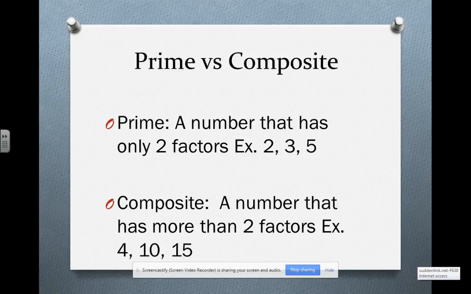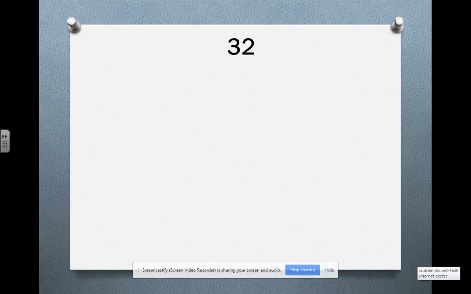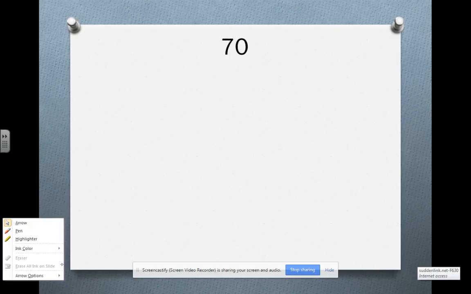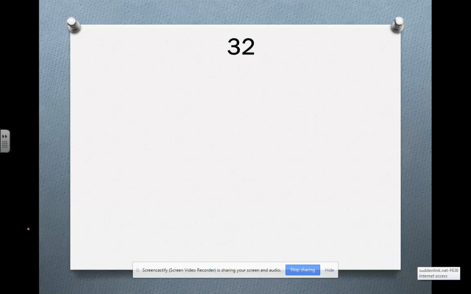So as we look at prime factorization, we're going to make prime factorization with factor trees. So we're going to take our first number, 32, and we are going to create a factor tree for that. Now, whenever we're doing prime factorization, we typically make factor trees using composite numbers. So 32 is a composite number because it has more than two factors.